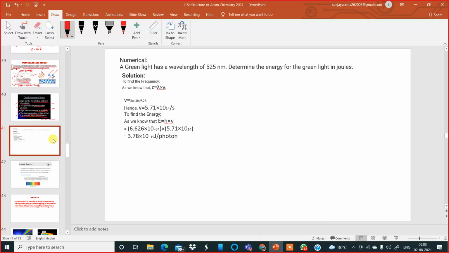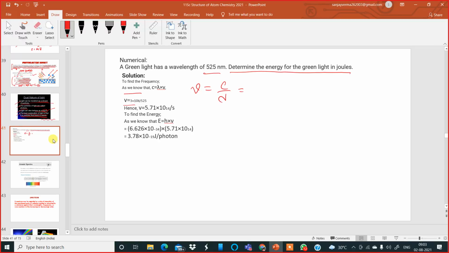Now have a look at this problem over here. There is a green light whose wavelength is 525 nanometer. Determine the energy for the given light in joules. To find the frequency first, we use c is equal to lambda into v. We know the velocity is 3 into 10 power of 8. So v is equal to c by lambda.